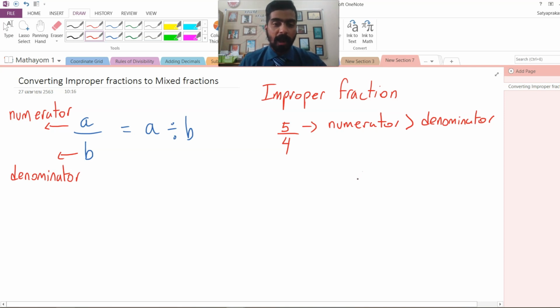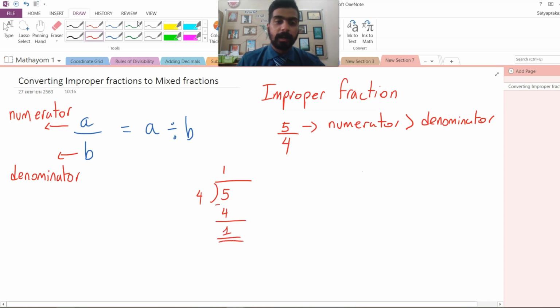Let's go on to how to convert an improper fraction to a mixed fraction. It's pretty straightforward, guys. What we do is we just divide it. So let's take the example that I have given. 5 over 4 is the same as 5 divided by 4. We do normal division, in which we would also have a remainder. So 4 times 1 gives us 4 and the remainder will be 1.